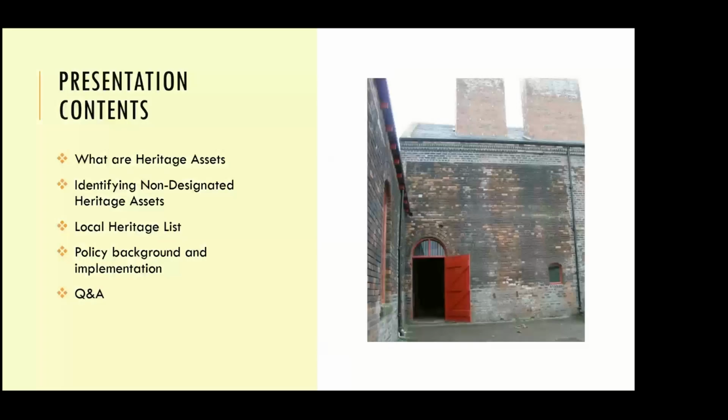So this is what I'm hoping to talk to you about, unless I get too sidetracked, which the slides are here to keep me on track. So heritage assets, what are they? Identifying non-designated heritage assets. What is the local heritage list? Policy background and implementation, just to say where local listing fits into the policy side of things, and then hopefully time for a couple of in-depth examples and then some Q&A.